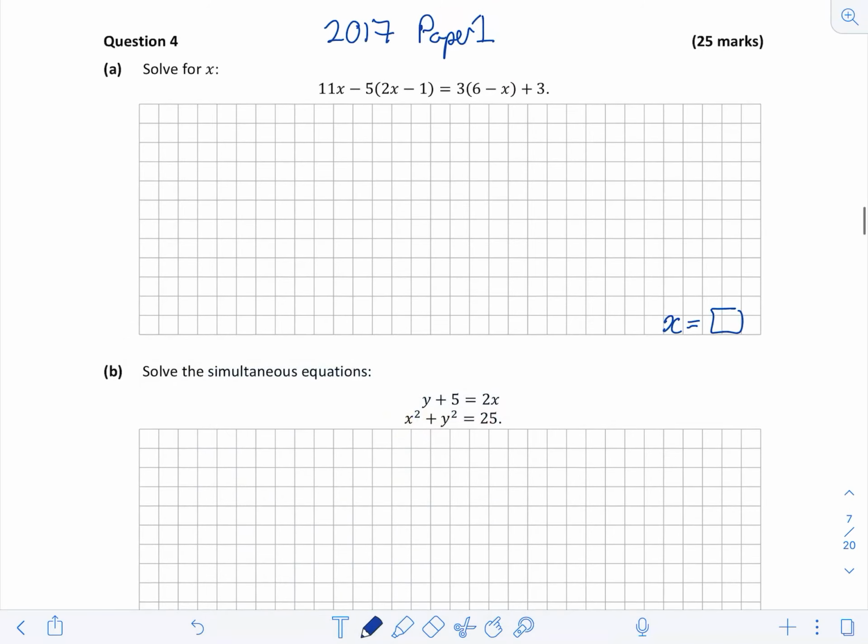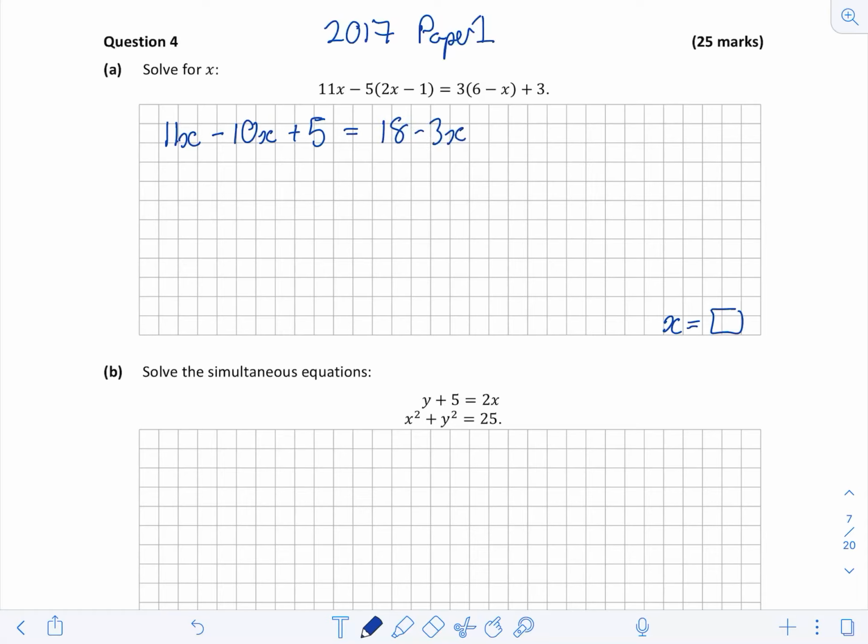So we have 11x minus 10x plus 5. Are we okay with that? Minus 5 by 2x is minus 10x, and minus 5 by minus 1 is plus 5. That's going to equal 18 minus 3x plus 3. That's looking a lot nicer now because I can tidy that up. So 11x take away 10x is just x, plus 5 on that side is equal to 21 minus 3x on the other side.